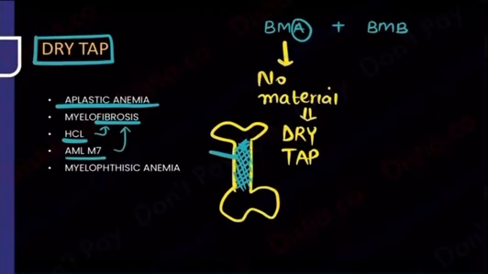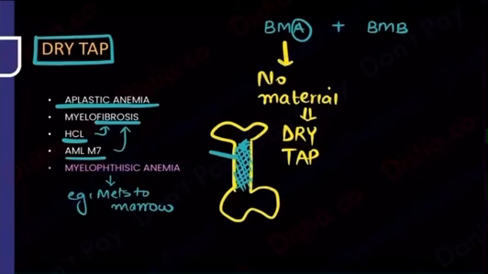Coming to the last part. The last part is myelophthisic anemia, which you might not know right now. Myelophthisic anemia is a kind of anemia when there is something invading the marrow. So for example, if there is metastasis to the marrow, or TB has gone to the marrow, so granulomas are there or some cancer cells are there, the other cells will not be there. That is why I'm not seeing anything on a bone marrow aspirate. I'm getting a dry tap.